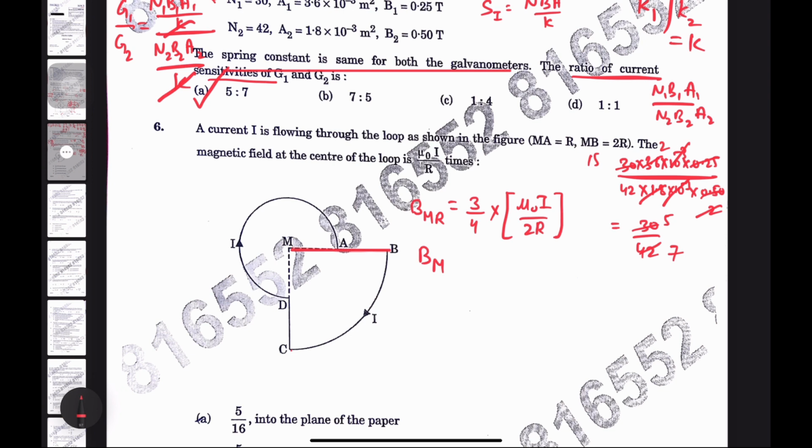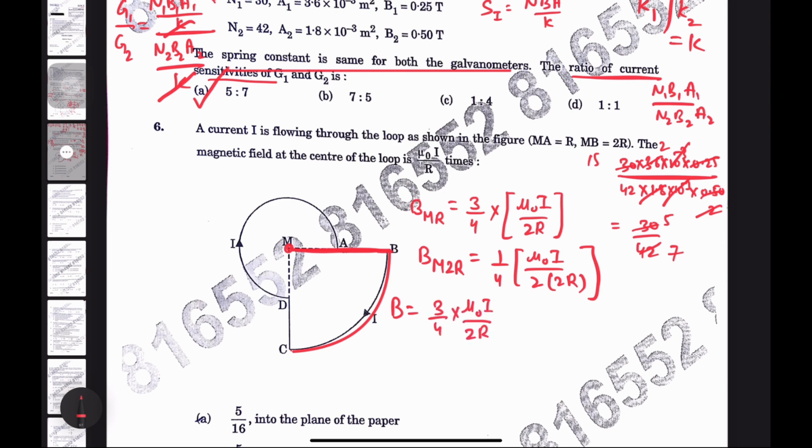And the magnetic field at point M due to the circle of radius 2R. So this is the circle, and only 1/4 part of this circle is contributing to the net magnetic field at M. So B at M due to radius 2R is equal to 1 by 4th of mu naught I upon 2, but the radius this time is 2 times capital R. So this is the value.